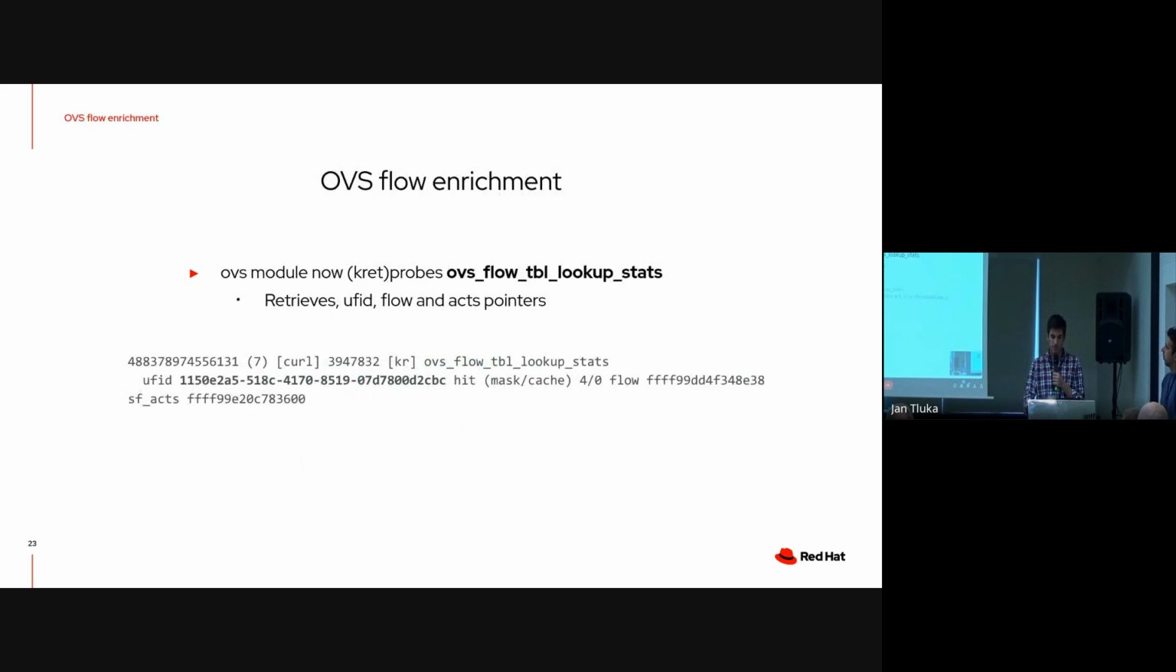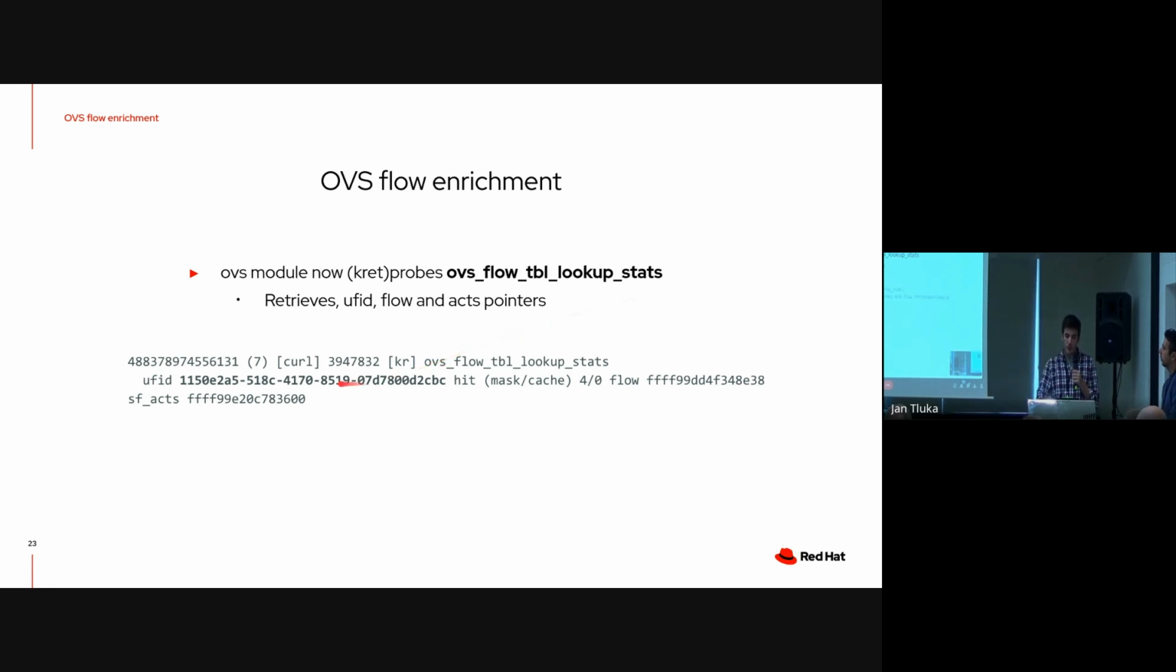And this is another very important feature that I wanted to show today: OVS flow enrichment. So how does OVS flow enrichment work? OVS will soon, this is unmerged, but I just wanted to show it, OVS will now probe this function for you. If you are not familiar with the OVS kernel module, this function is basically the table lookup in the kernel data path. So the return value of this is basically the flow.